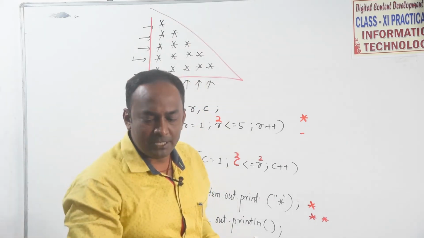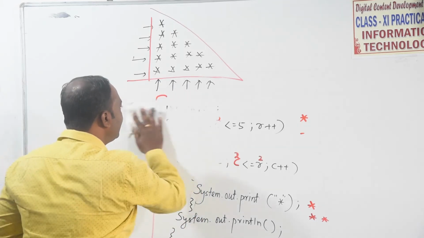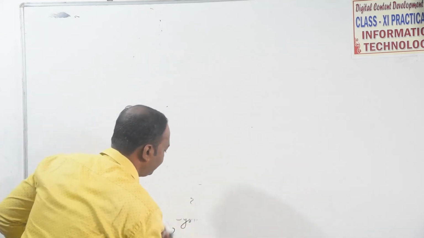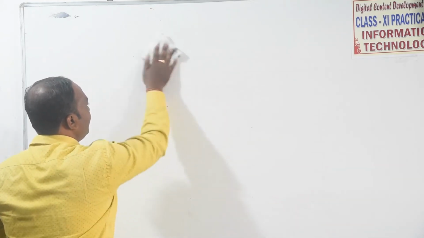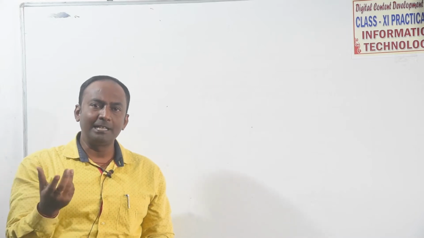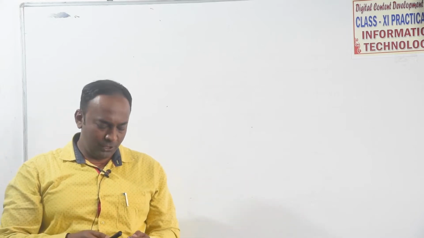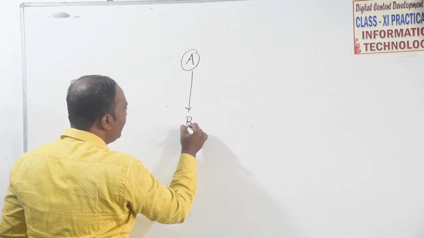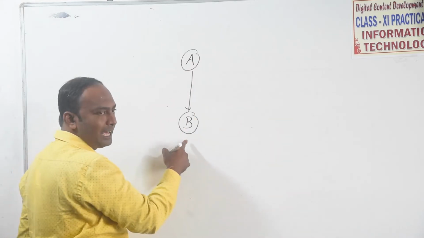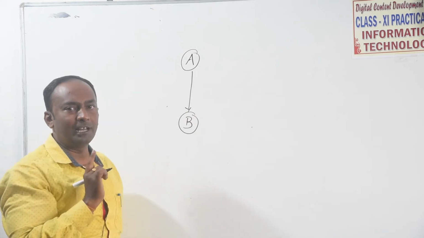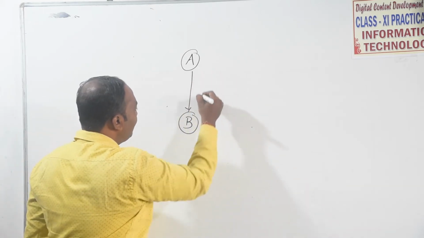The last program that we will discuss in this programming language is the concept of inheritance. So what is inheritance? Inheritance means when one class is created from another class, the new class derives the properties of the old class. So if there are two classes, class A and class B, and class B is inherited from class A, then class B inherits the properties of class A.